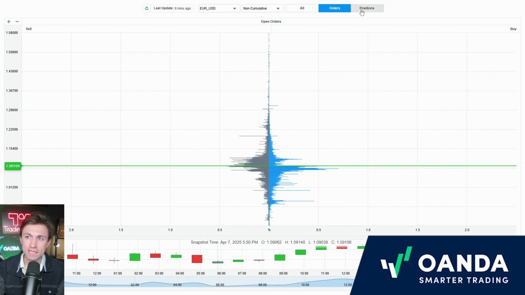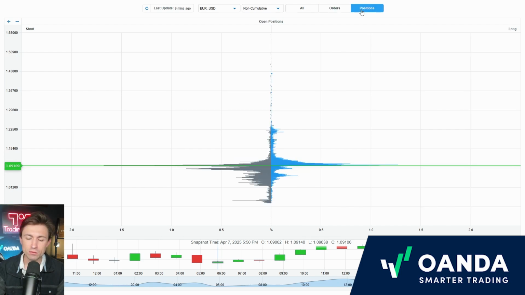Next up, we can select the positions tab, and this is where things get really interesting. With the positions tab, we can actually see open positions according to the book. Again, the blue represents long positions and the gray represents short positions. The Euro US dollar, which we still have selected here as of 9 minutes ago, is kind of up to the minute. We have a big cluster of long positions just above current price, and a big chunk of sell positions just below current price. Now these are open positions.